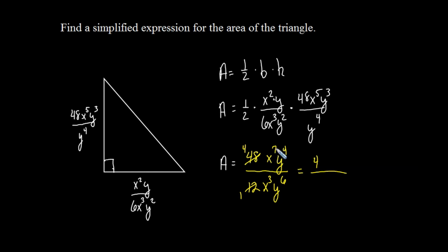And then we will cancel x cubed with the x to the 7th, and get x to the 4th. We will cancel y to the 4th with y to the 6th and get y squared. So this ends up being 4x to the 4th over y squared. That ends up being the expression for the area of the triangle.